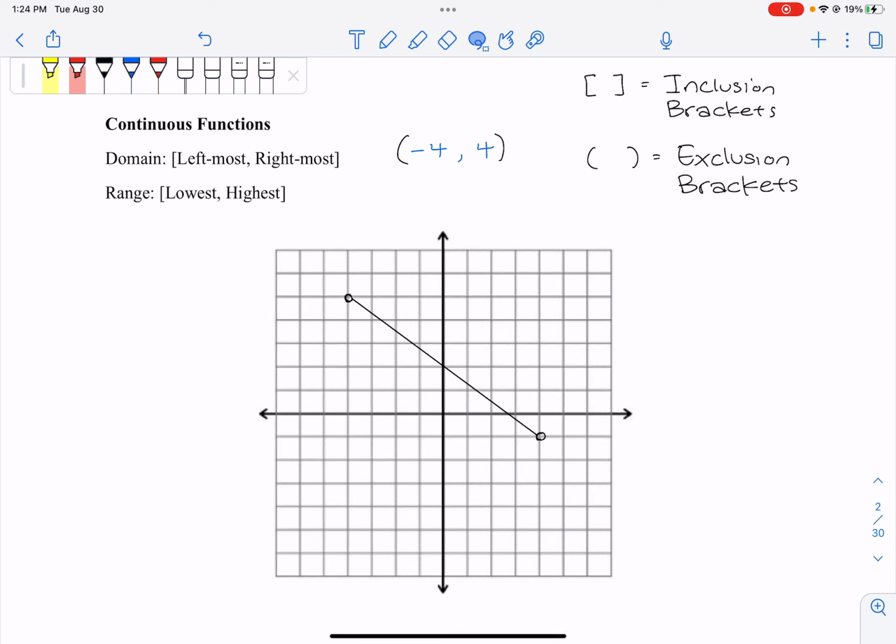Range is still extremely similar. So for this particular question, what is the lowest it can be? Well, judging from the fact that we looked over here, the lowest it can be is -1. And it has to be an exclusion bracket because it doesn't actually hit -1. And if we go to our very highest, we see that it gets really close to 5, but it doesn't quite hit 5.